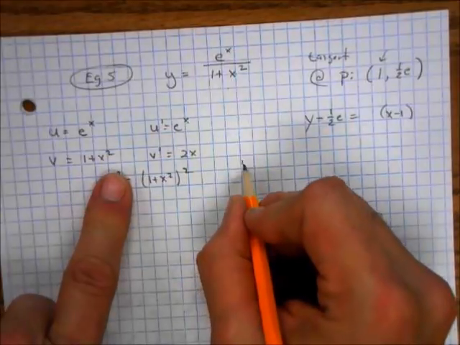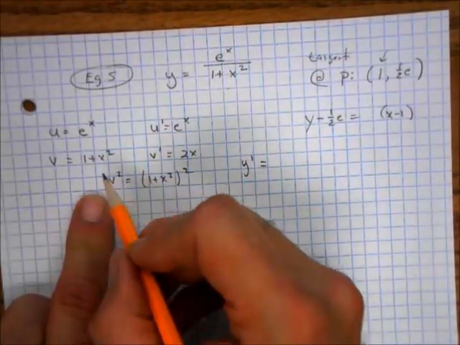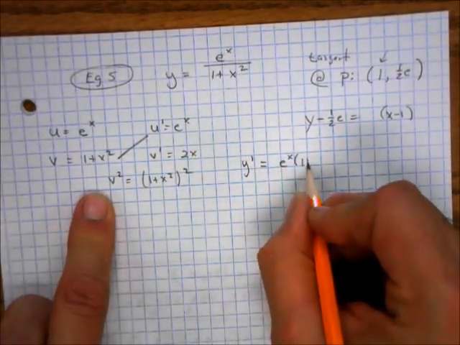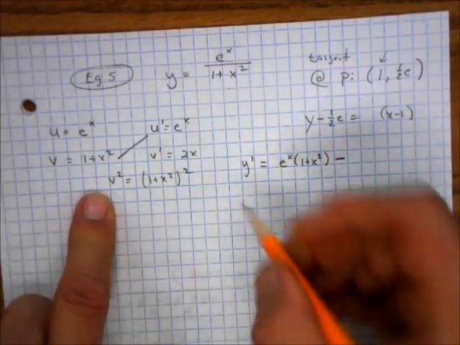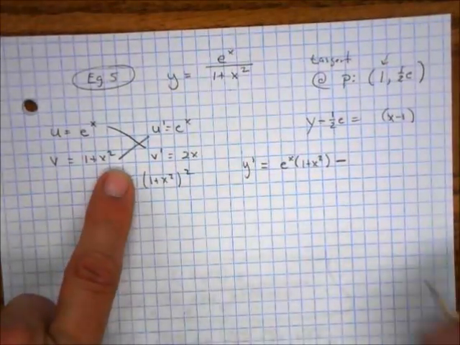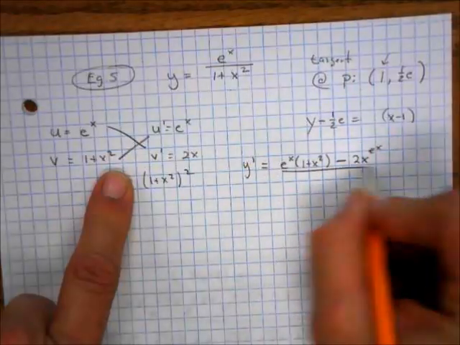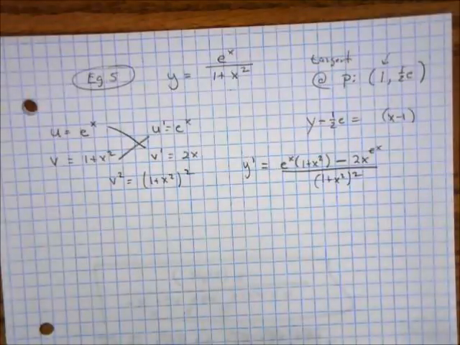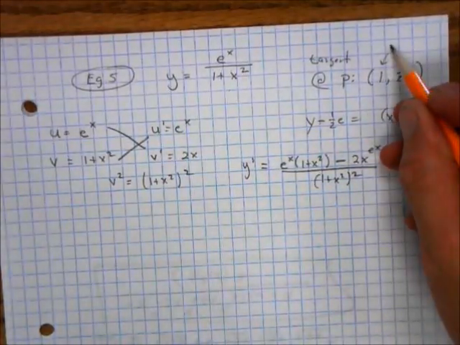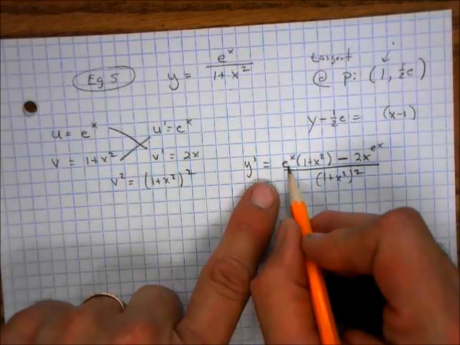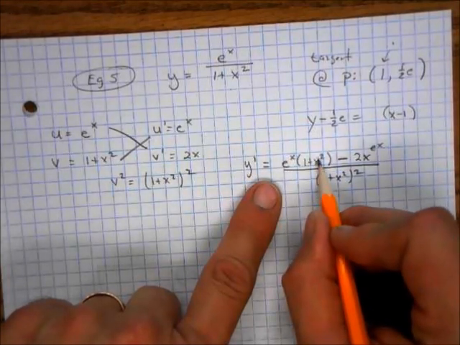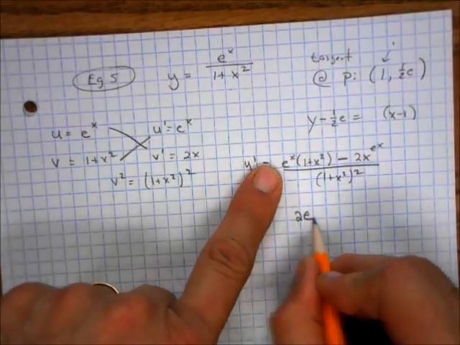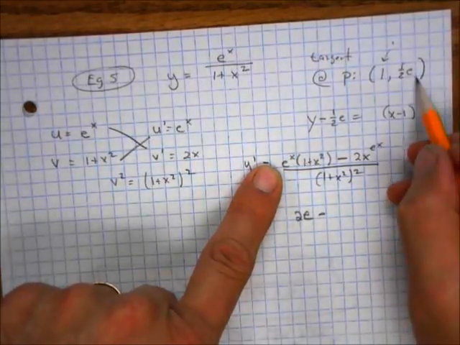So the derivative, y prime, is equal to that product, e to the x times 1 plus x squared, minus that product, 2x e to the x, all over 1 plus x squared, squared. Now, it's just waiting for an input of 1. So let's do this. 1 squared is 1, plus 1 is 2, 2e. Minus, plug 1 in here.